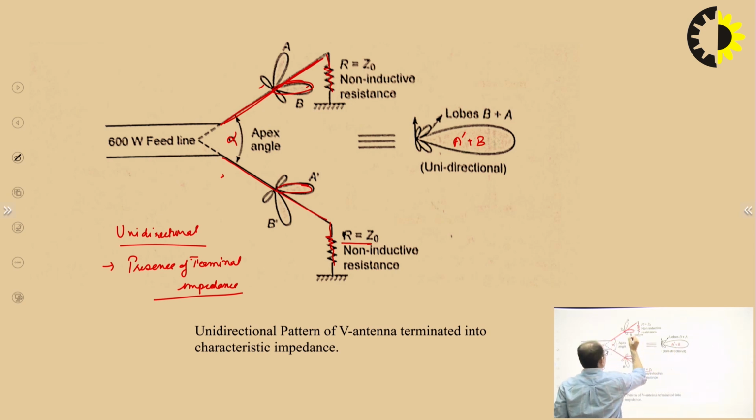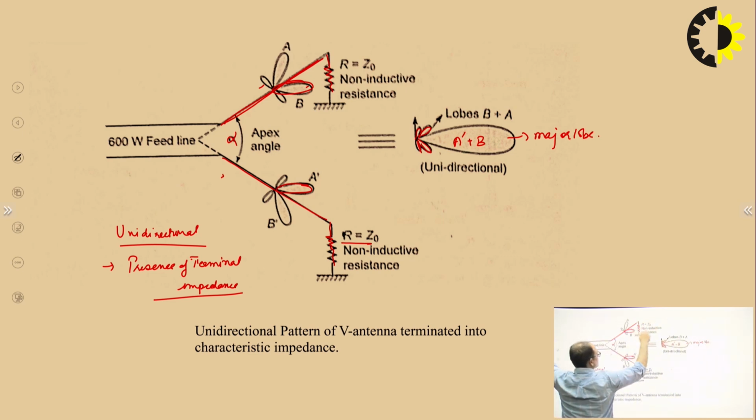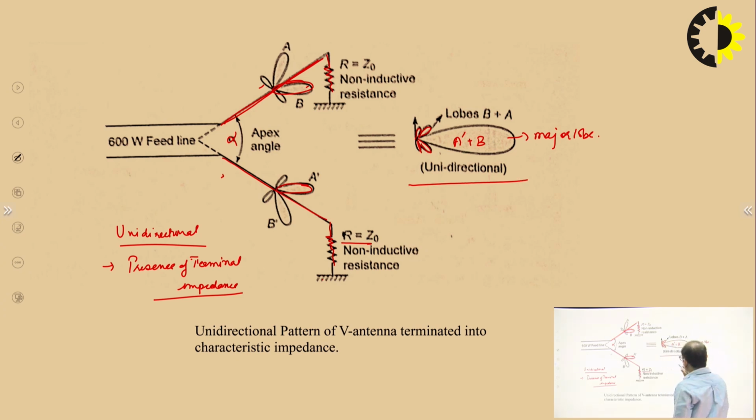Means if this is B and this is A dash, these both will get added up, and this A and B dash will add as minor lobes. Okay, so this is a major lobe. As you can see, there is a presence of terminal impedance, which means there is no radiation in the backward direction. That's why the overall radiation pattern of this type of antenna does not have backward radiation. That means the overall radiation pattern is unidirectional.